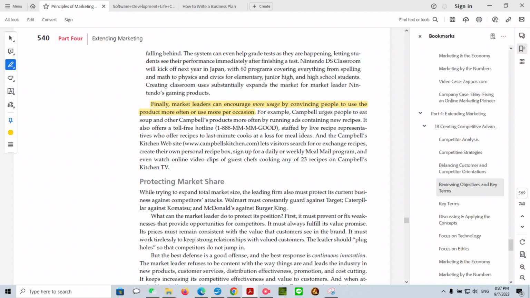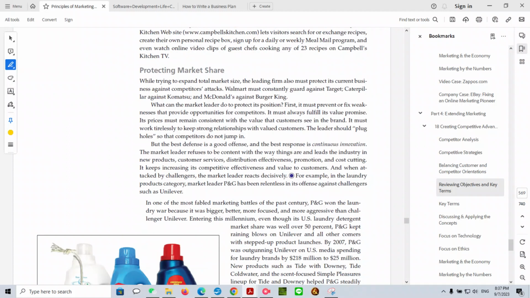Also, from a market leader standpoint, we want to protect market share. While trying to expand total market size, a leading firm also must protect its current business against competitors' attacks. Walmart is constantly guarding itself against Target, Caterpillar against Komatsu, and McDonald's against Burger King. What can the market leader do to protect its position?